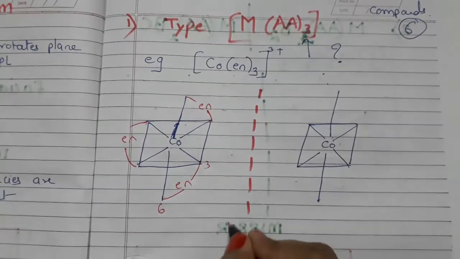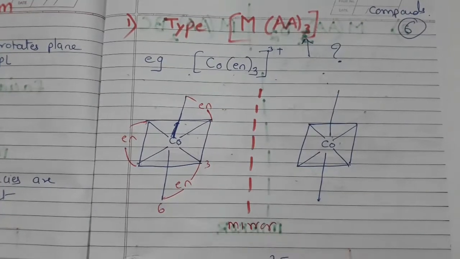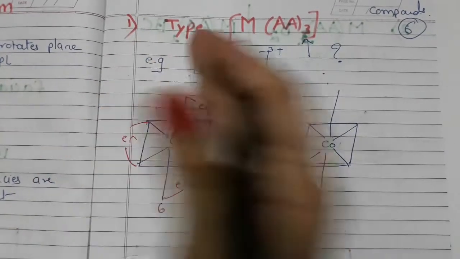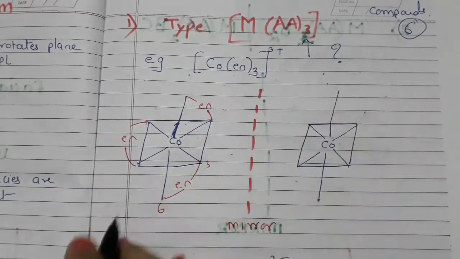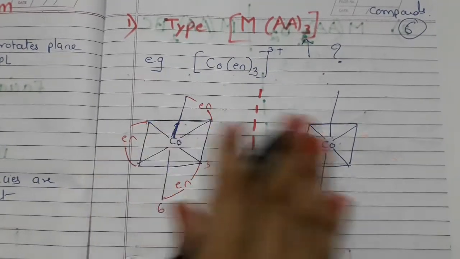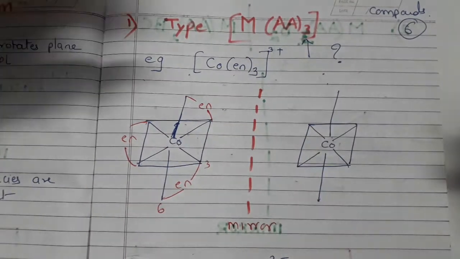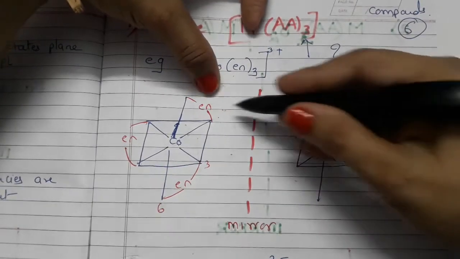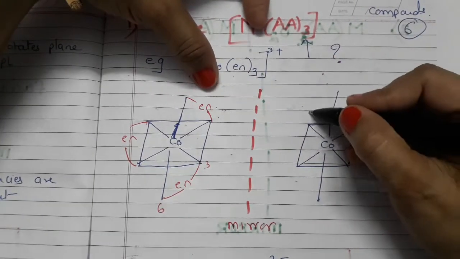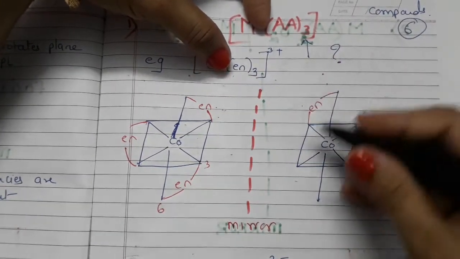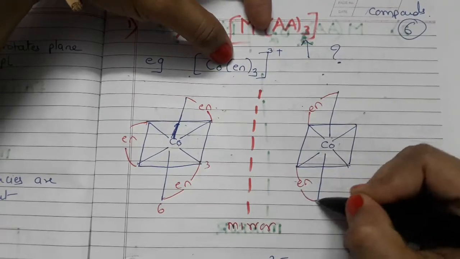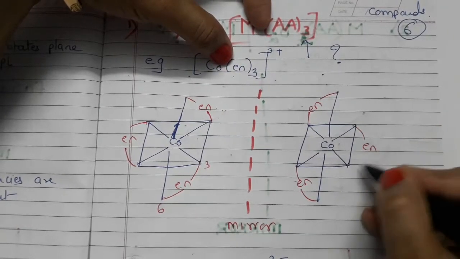Now, if I keep a mirror next to it, what is going to happen? I will be getting the mirror image of this structure. So, I have to draw the mirror image of this structure on this side. How will I draw this structure? This ethylene diamine will come on this side. So, I write here En, I write here En and then I will get this En over here.